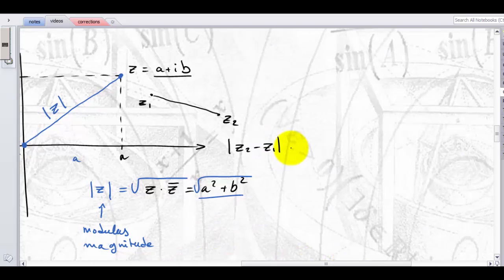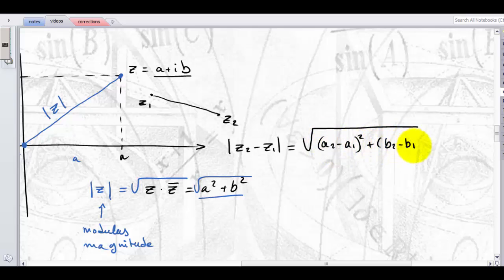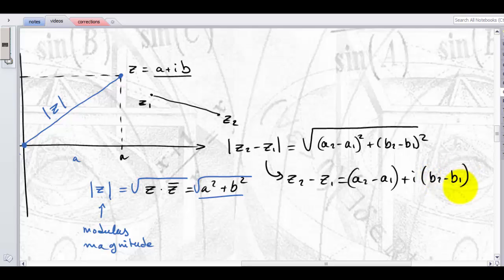Why? Because if you do this, you're going to find the old distance formula from the plane. This would be the square root of a2 minus a1 squared plus b2 minus b1 squared. Why? Because z2 minus z1 is a2 minus a1 plus i times b2 minus b1. Therefore, if you take the modulus of it, the modulus of a complex number is the real part squared plus the imaginary part squared. So it's this squared plus that squared, and that's the old distance formula. That's it for the modulus.